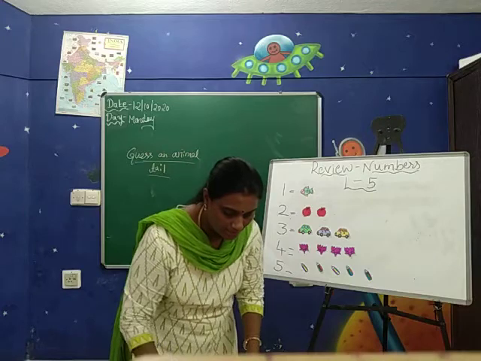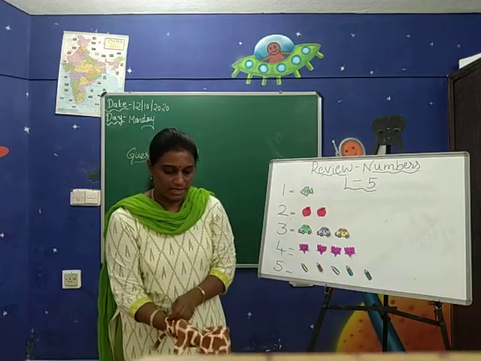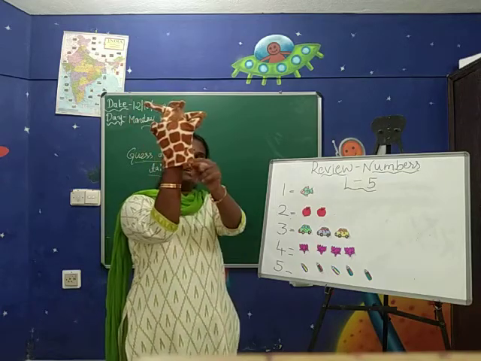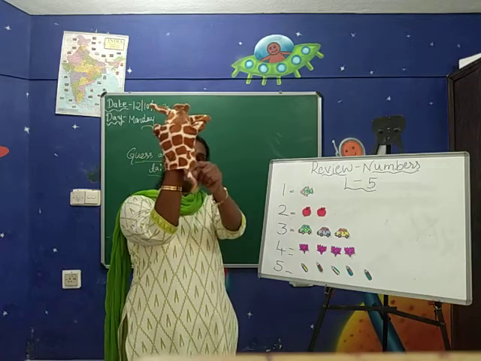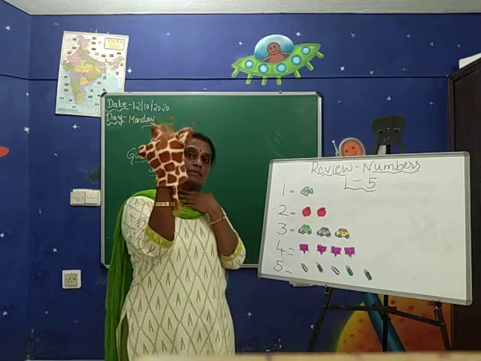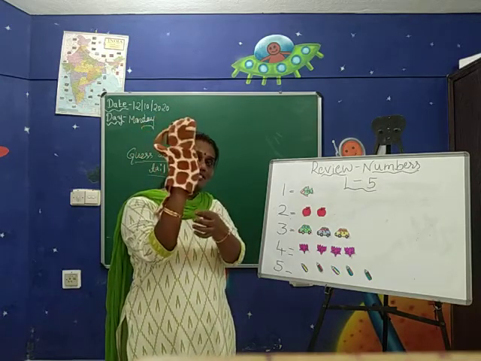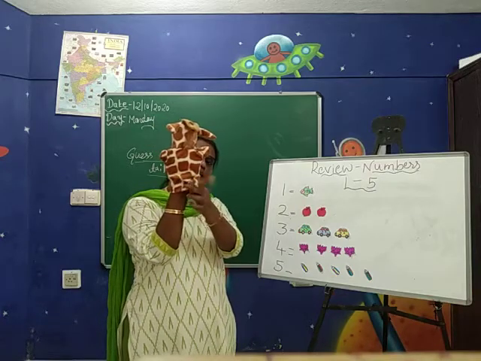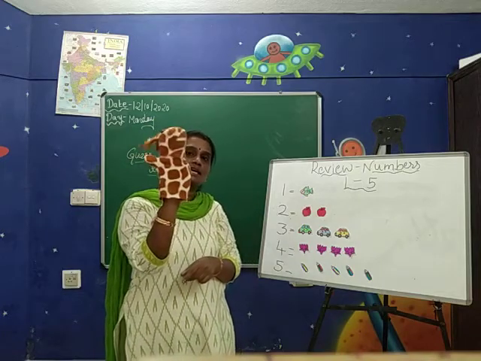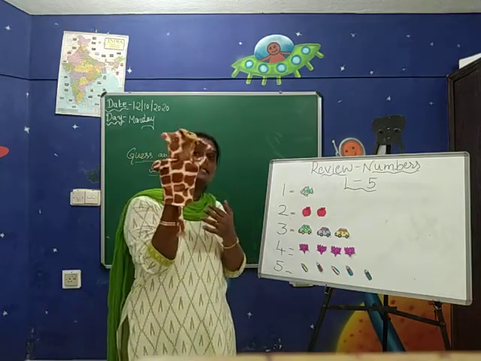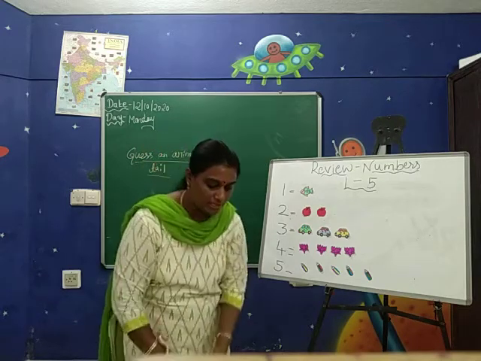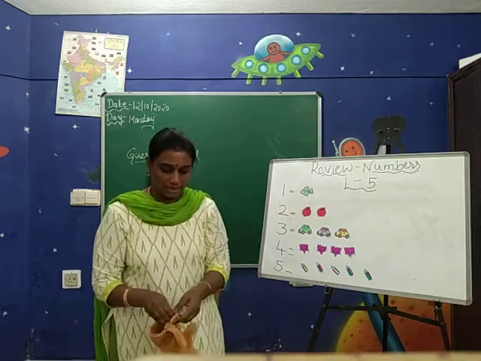We'll go for the next animal. Children, can you identify which animal this is? First you observe the tail. It has a long neck. Yes, long neck. Which is that animal? Yes, that is a giraffe. See, this is the tail of the giraffe. It has a long neck and a small tail. This is the animal which has a long neck. That is called a giraffe. Next we'll go to another animal.